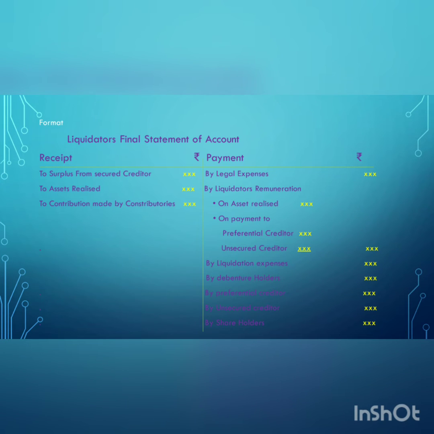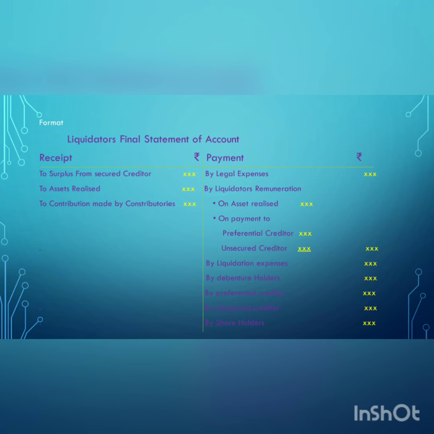Next is asset realized value. Selling assets at market value is a receipt for the company, which comes on the receipt side, and the unpaid value of shareholders, also called up and paid up. The amount paid by shareholders comes on the receipt side under the head of contribution made by contributors.